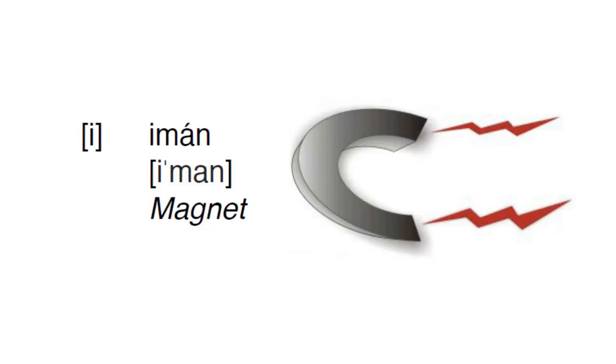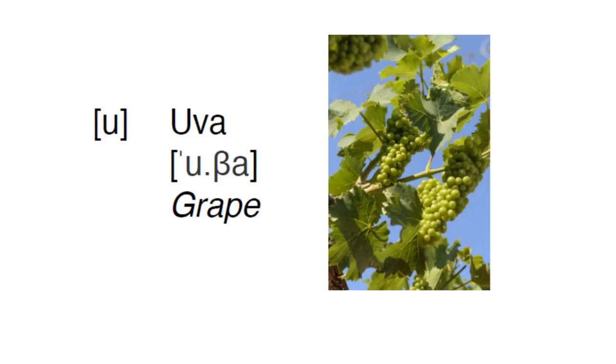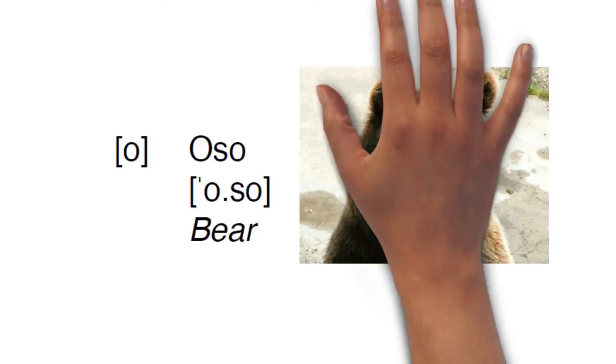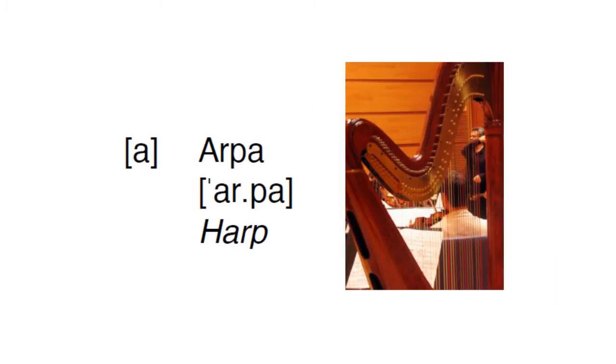To quickly review, we have 5 basic vowels. I as in imán, U as in uva, which are both extremely similar to their English equivalents. E as in escudo, which is usually somewhere between English's E and I. O as in oso, which is similar to our first vowel in O as in bone. You just stay on that beginning O part. Bo-o-o-o-own. And A as in arpa, which is basically English's A vowel with spread out lips.